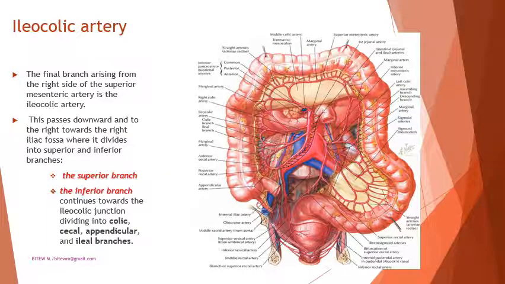Ileocolic artery. That is the final branch which arises from the right side of the superior mesenteric artery. This is the ileocolic artery, and it passes downward and to the right towards the right iliac fossa, and here it divides into a superior branch and an inferior branch.